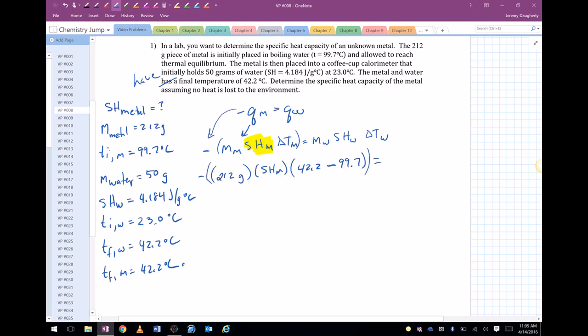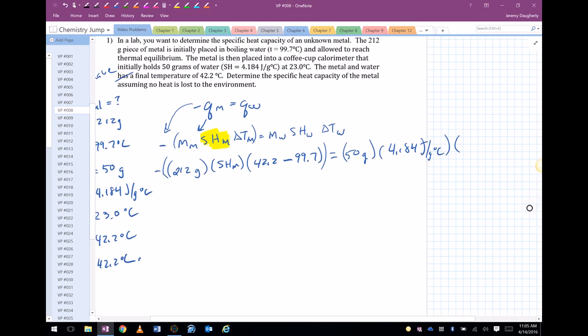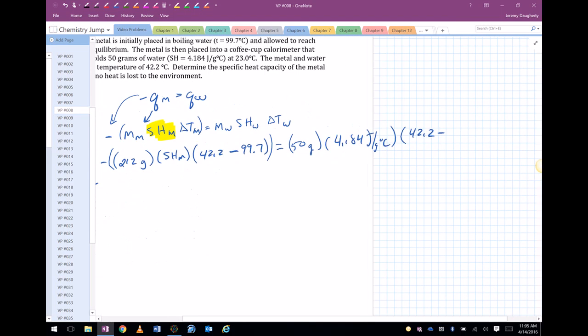Now, that's equal to the mass of the water, which is 50 grams, times the specific heat capacity of the water, which is 4.184 joules per gram degree Celsius, times the delta T of the water, which is going to be the final temperature of the water, which is 42.2, minus the initial temperature of the water, which is 23.